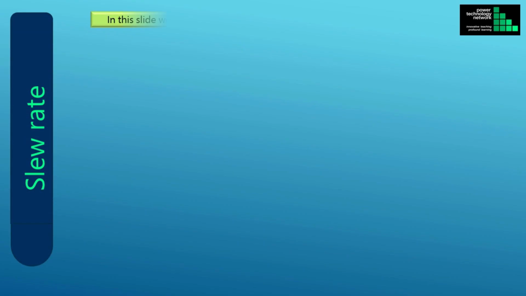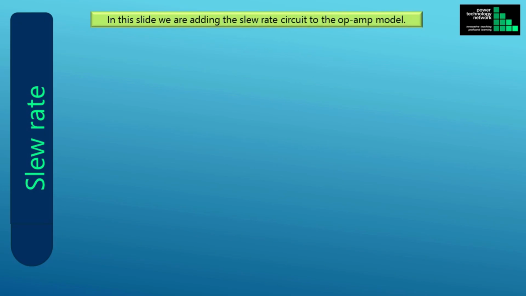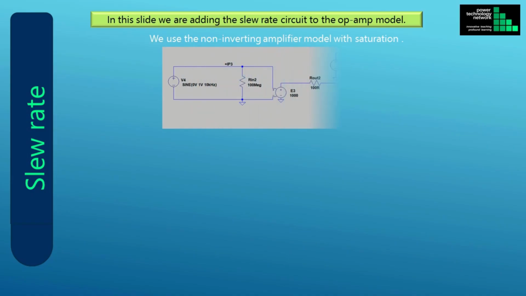In this slide, we are adding the slew rate circuit to our op-amp model. We are already familiar with the non-inverting amplifier model that we used so far. This is the schematic for the ideal op-amp, with the output clamp circuit, introduced in the previous section.